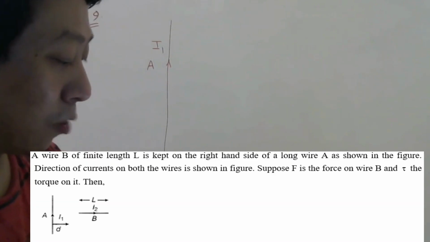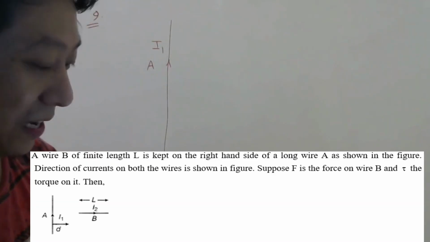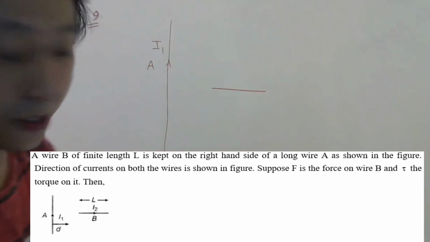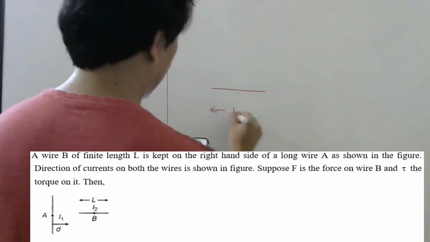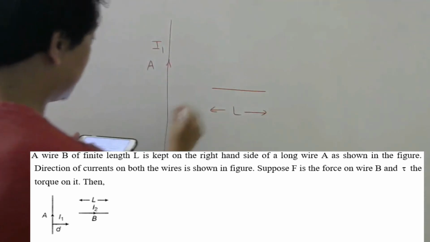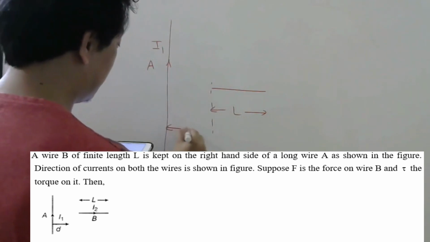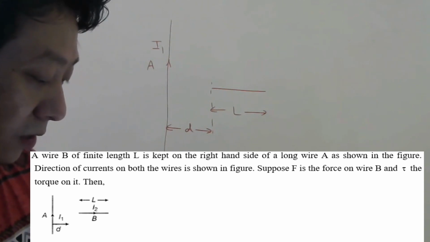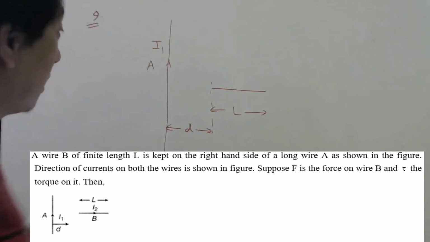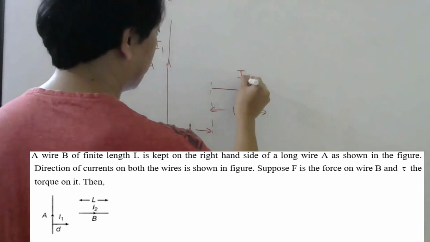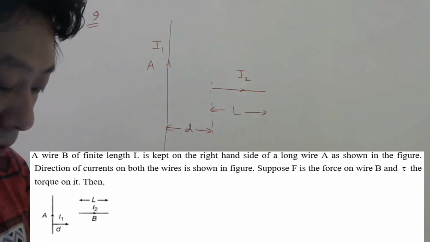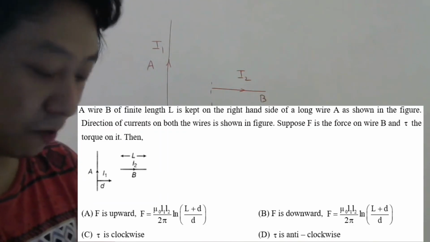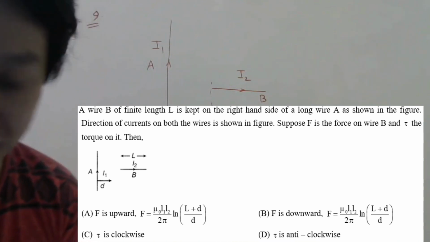Okay. And a wire B of finite length capital L is kept on the right side. So there is a finite wire like this, perpendicularly it is kept. This length is capital L. And this distance they have not shown properly. This distance is B. Okay. You have to find direction of the currents on both the wires is shown. So this carries current here, I2. Suppose F is the force on the wire capital, then we have to find the formula for force and we have to decide the torque is clockwise or anti-clockwise.